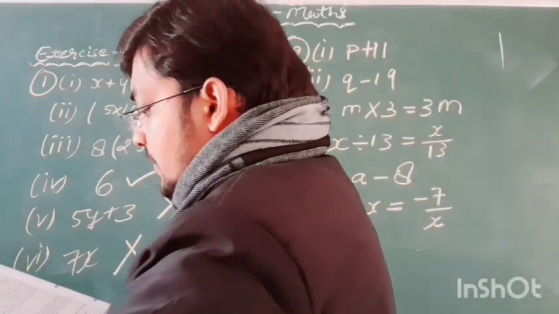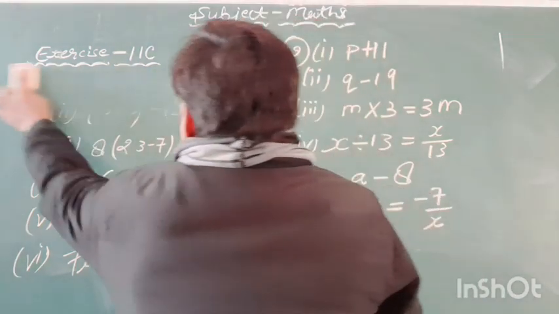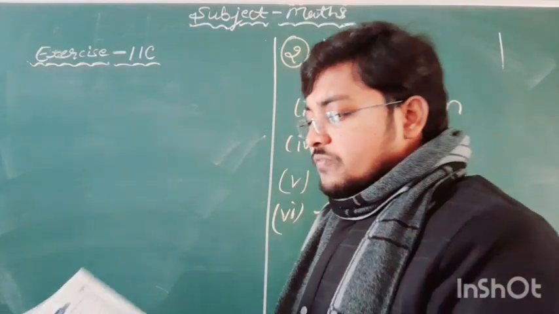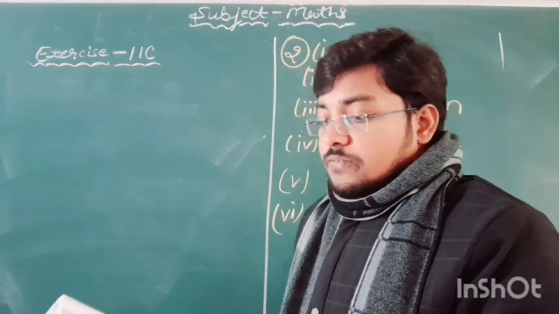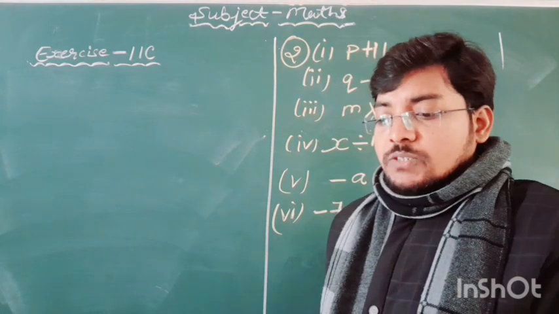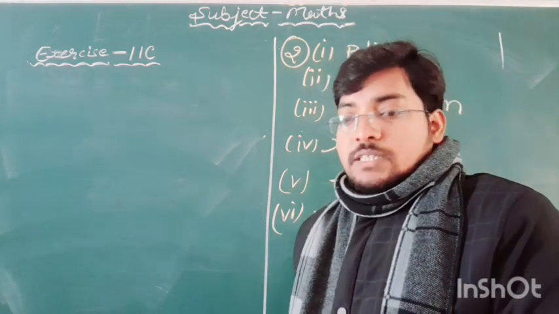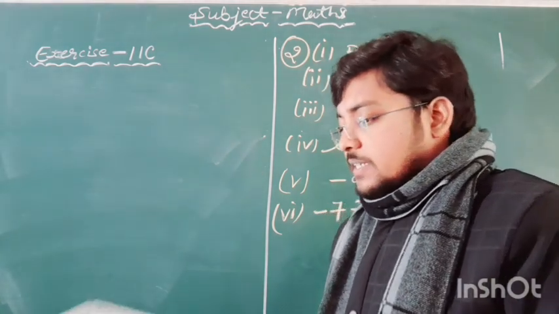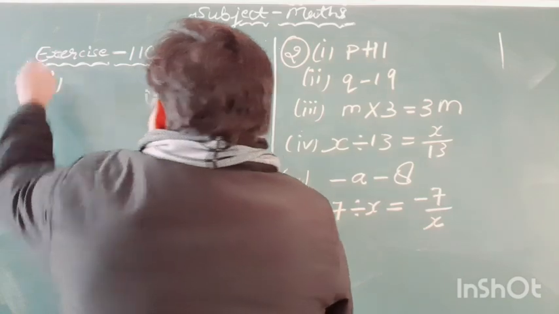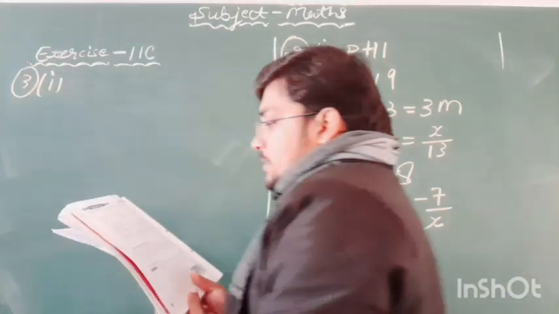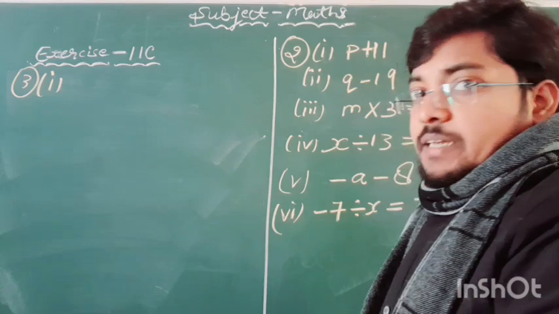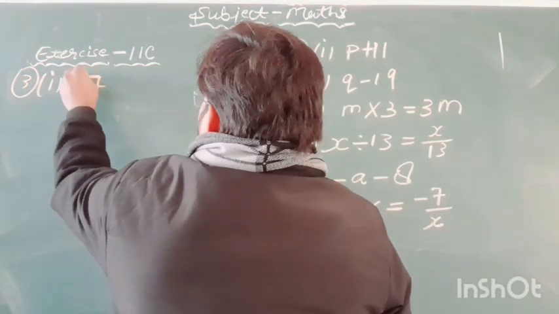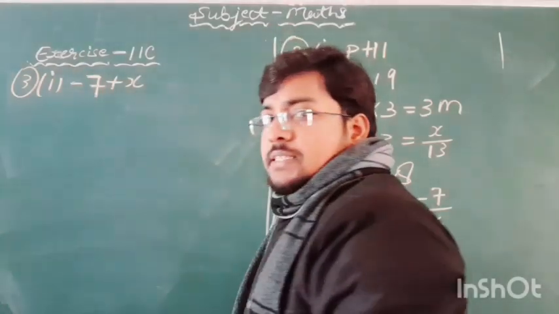And in question number 3, the question is saying that give expression for the following cases, in which sentences are given and we have to write the required expression for the given sentences. So here first is increase minus 7 by x. Increase minus 7 by x means minus 7 plus x.